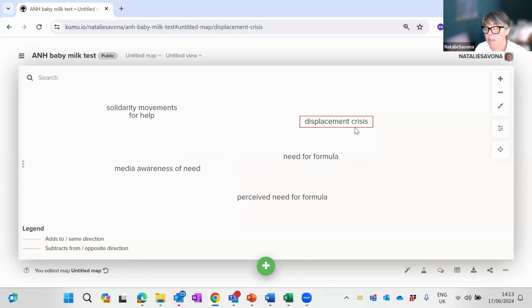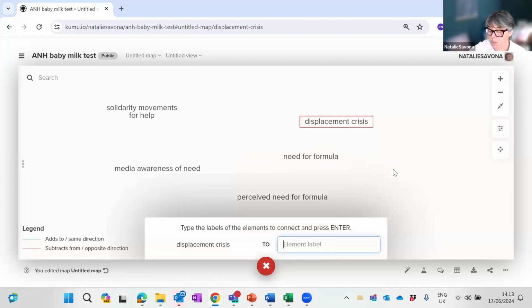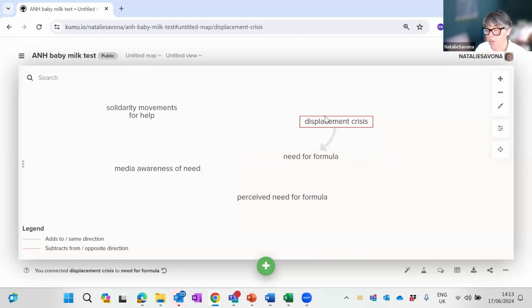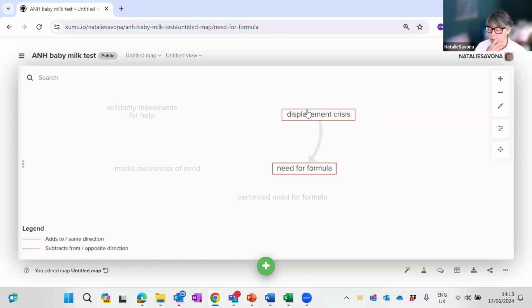There's actually a few factors between this, but when people are displaced, they don't have what they need. There's poverty. So that creates, can you see at the bottom, displacement crisis to need for formula. So there we go. We have our first causal chain. Okay, great. If someone wants to shout out the stuff from the chat, then we can talk or ask questions like, why did you do that? That doesn't make sense to me, or whatever.